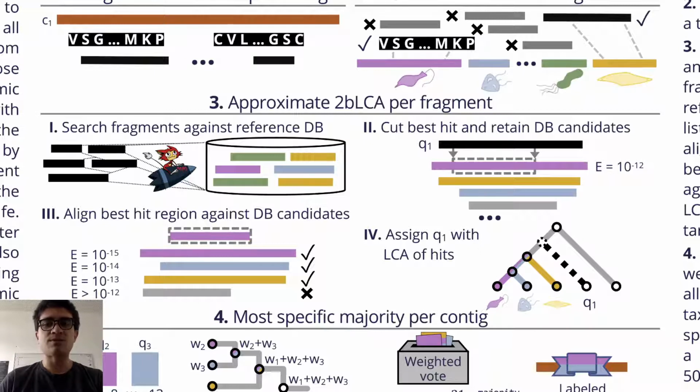Here we use the MMseqs2 prefiltering algorithm to search against a reference database and note all candidate hits. We compute local alignments and find the best hit to the reference database and note the e-value. With the best hit aligned region, we align only against the previously found candidates and accept all sequences with a better e-value than the noted one. We compute the lowest common ancestor from the taxonomic labels of the accepted hits and assign this to the query fragment.